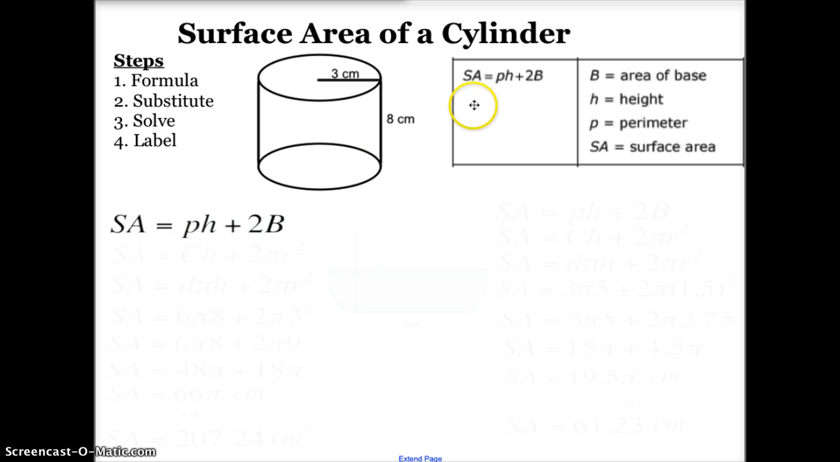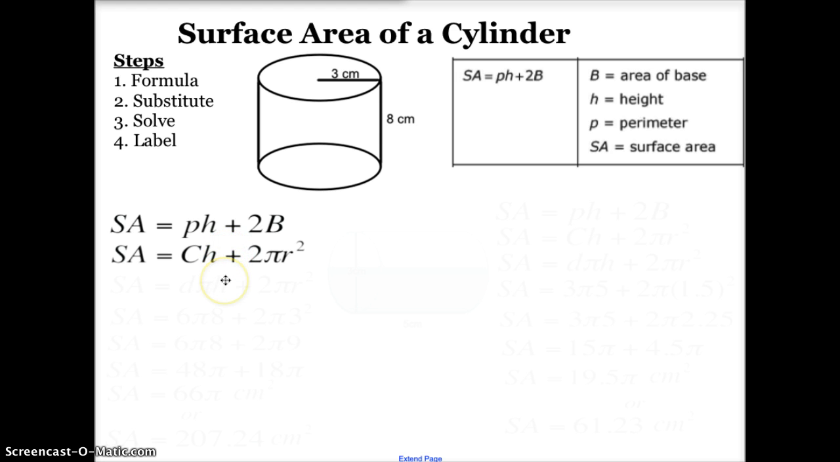And the formula the MCA test is going to give us is surface area is equal to P times H, not pi, but P times H plus 2B. Next, I'm going to change this P to the circumference, because P is the perimeter of the base, and the base is a circle, so I want to find the circumference of that circle. So I'm going to write it like this. Surface area is equal to circumference times height plus 2 pi r squared, because I need two bases, and the area of a base is pi r squared because it's a circle.